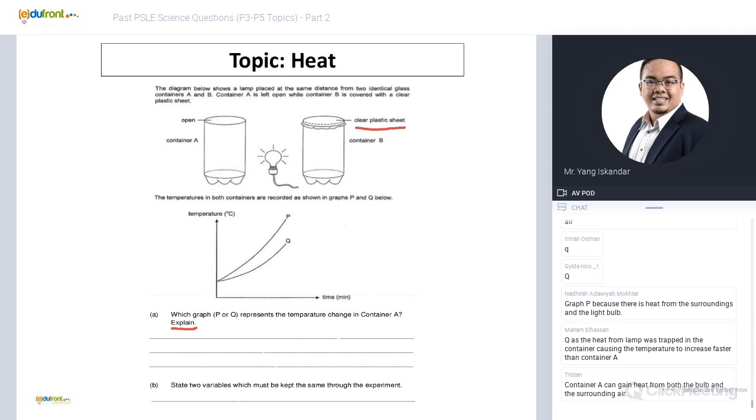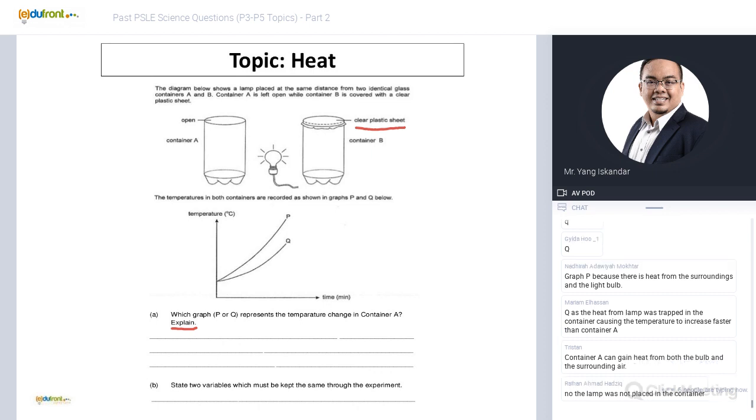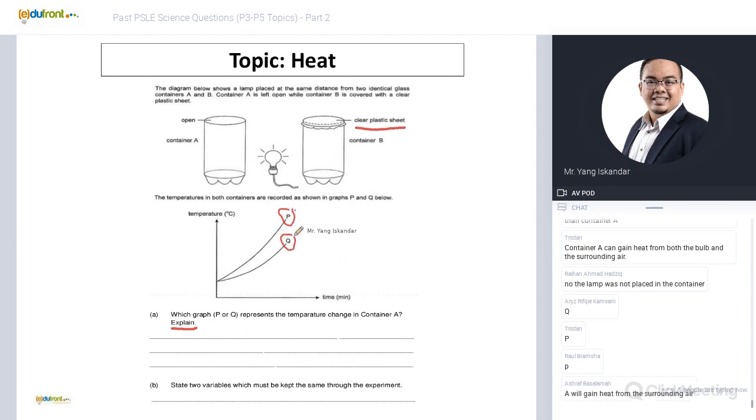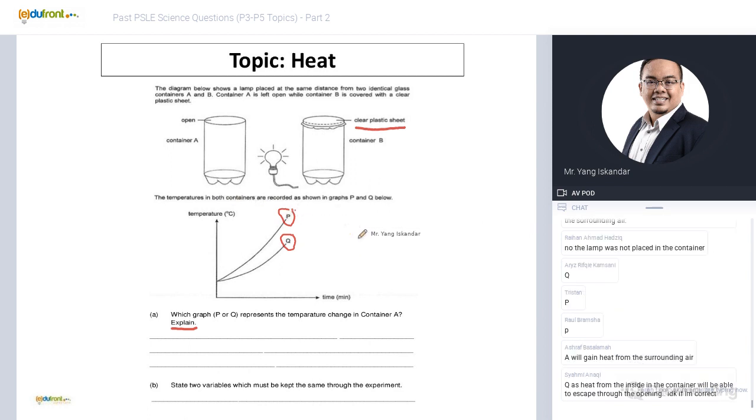Okay, so even though your first part of your answer, you choose the correct graph, but if you do not explain or you explain wrongly, you get 0 marks. There will not be any half mark in this situation. So you must be able to explain using scientific concepts. Okay, Nadira say graph P because there's heat from the surrounding and the light bulb. Remember in this question, you are comparing. This is a comparison question. There is graph P and graph Q. You must be able to compare the difference between these two graphs.